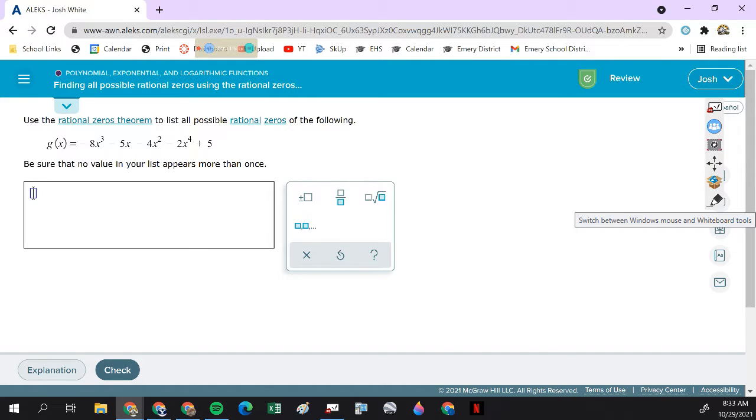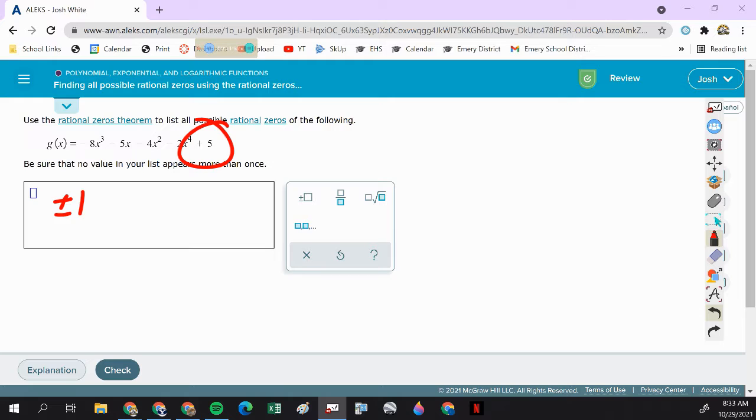Okay, here we go. So we look at the constant, plus or minus 1, plus or minus 5. That's not a good one. Let's say this was a 4. Plus or minus 1, plus or minus 2, plus or minus 4. Oh, let's say this is a 6. Okay. What's that?